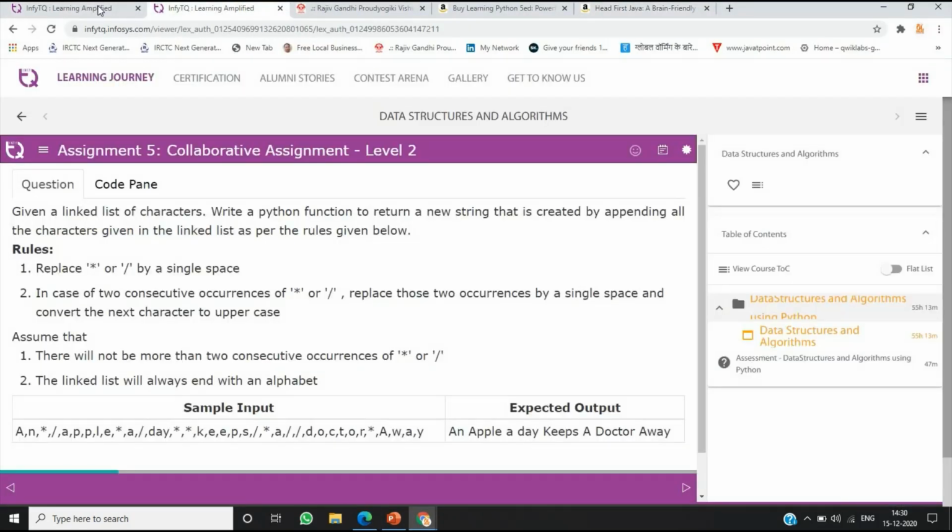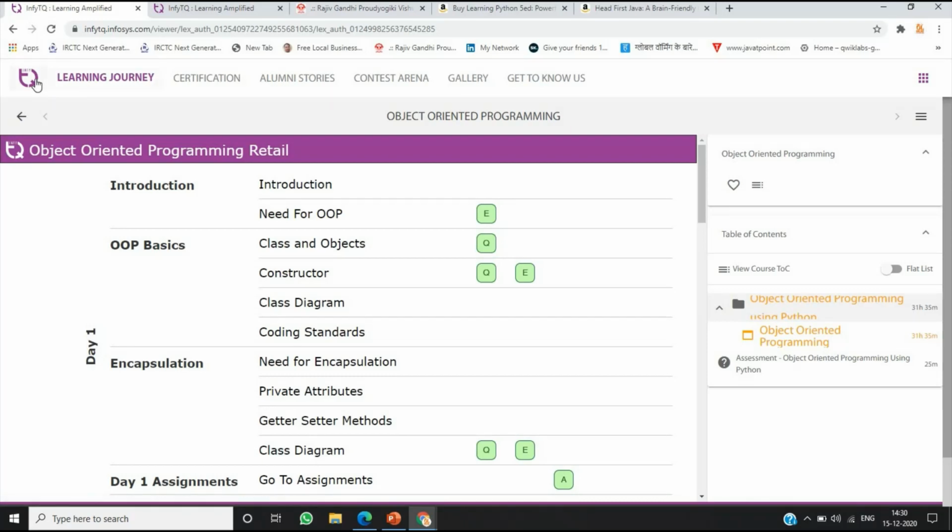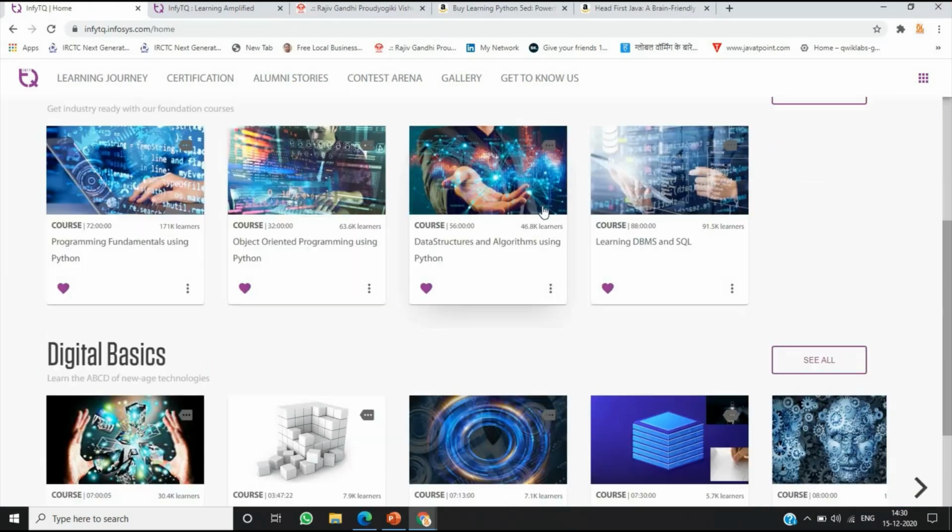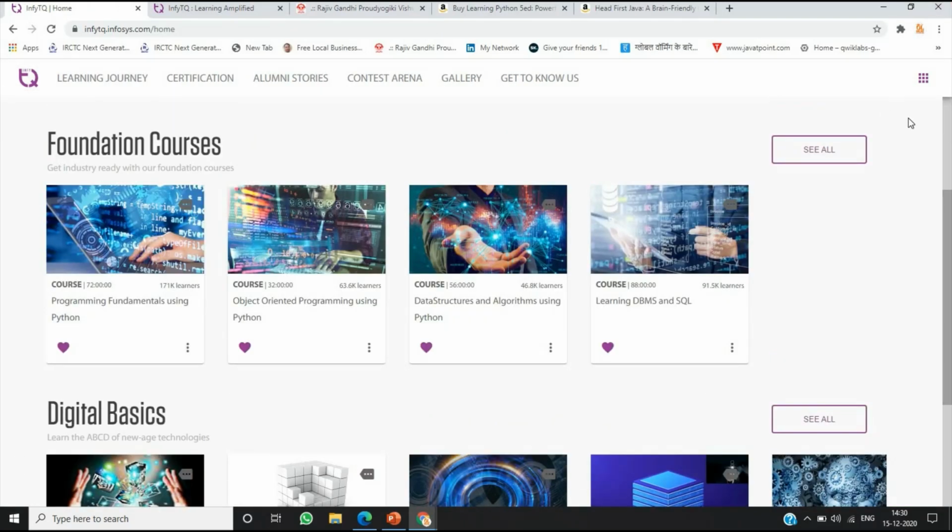As you can see, this is the Infytq official website. You can register on this Infytq platform. There are some foundation courses on the Infytq website.